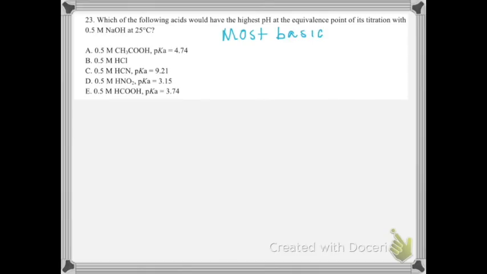Okay, number 23, it's asking us which of the following acids would have the highest pH at the equivalence point of its titration. Okay. So highest pH would be most basic, of course. And so let's think in general about what's happening. In the titration, we're starting with some acid, we're adding some volume of base to it, and we monitor how the pH changes.